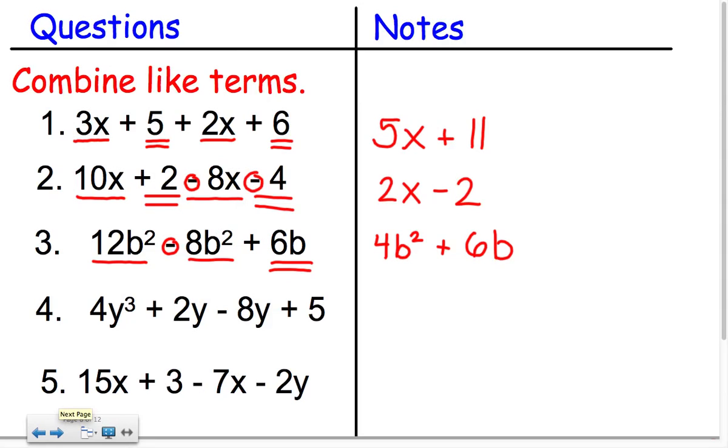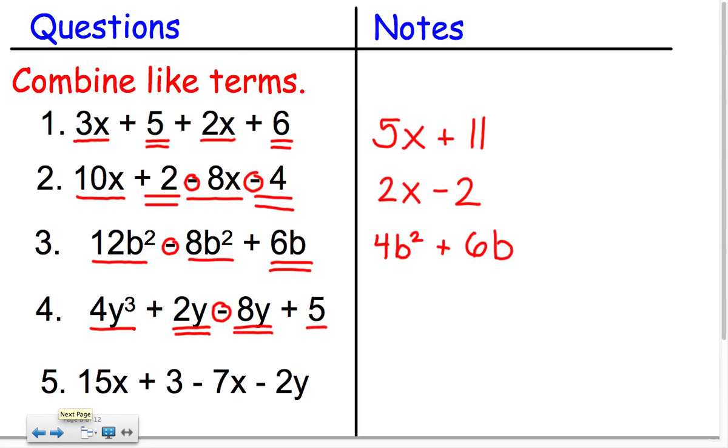Number 4, 4y cubed. I don't see anything else with y cubed, so that's the only one that's going to have 1 line underneath it. I'll jump to 2y next, and I'm going to give that 2 lines. And then 8y also will have 2 lines. I'm going to circle that it's a negative sign.